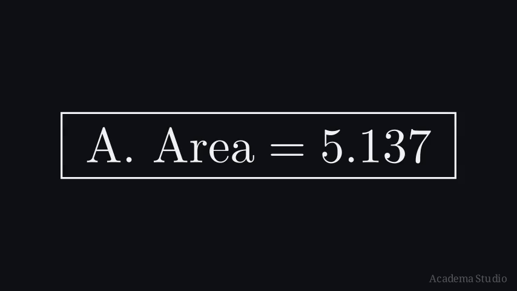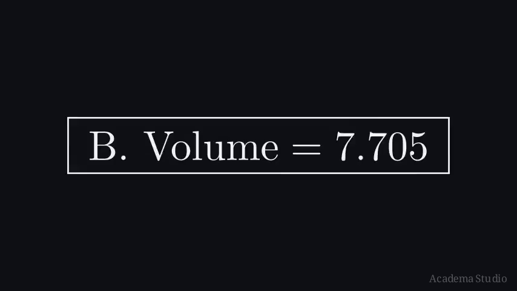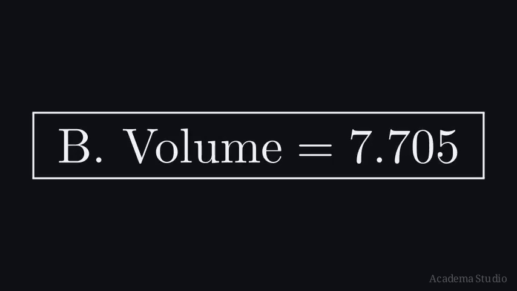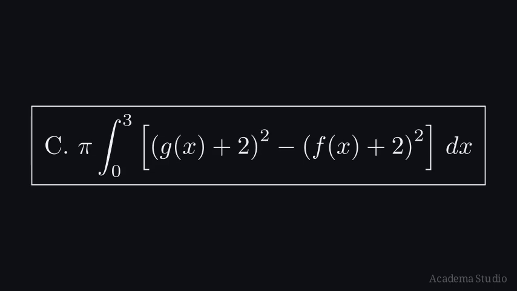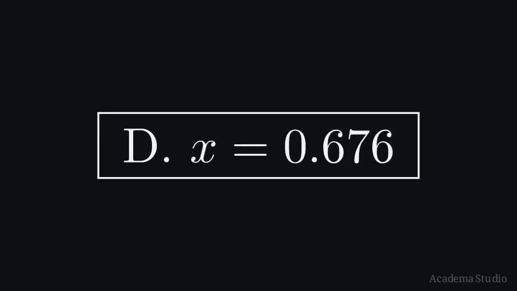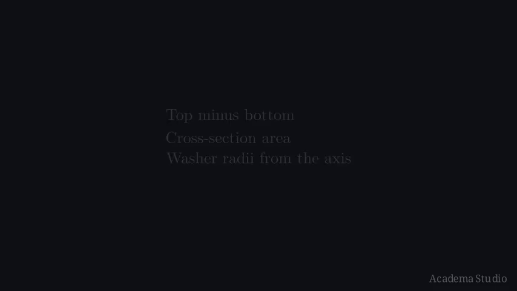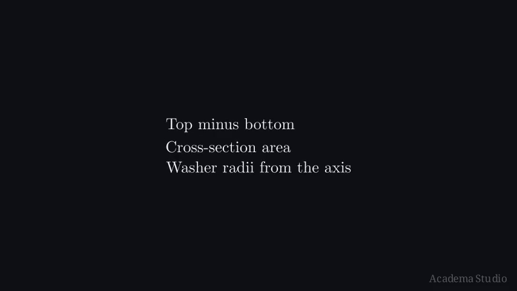The final answers are: Part A, the area is 5.137. Part B, the volume is 7.705. Part C, the washer integral is pi times the integral from 0 to 3 of g of x plus 2 squared minus f of x plus 2 squared dx. Part D, x equals 0.676. This question brings together top minus bottom, cross-sectional volume, washer radii, and equal slopes for parallel tangents.